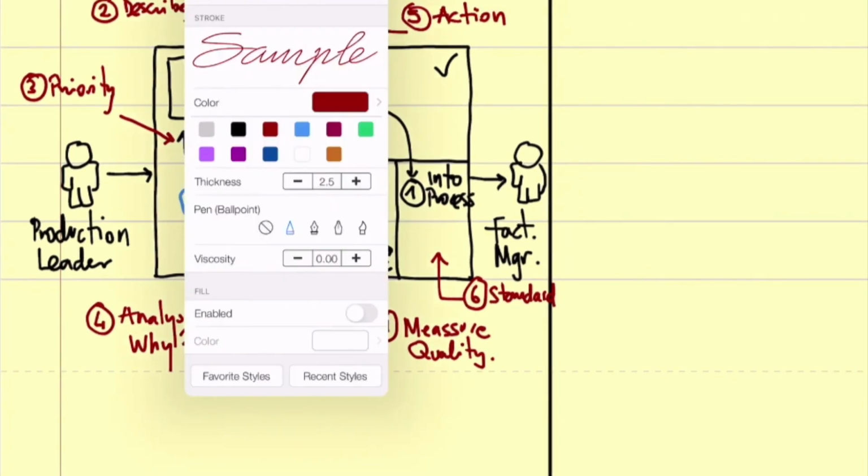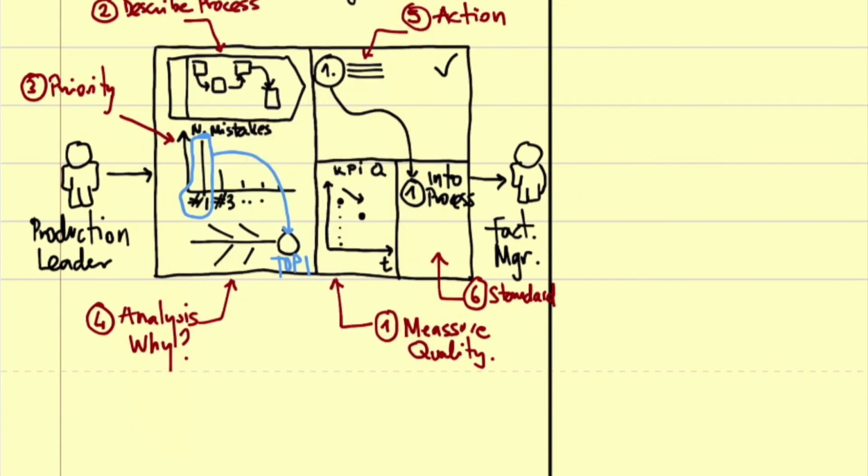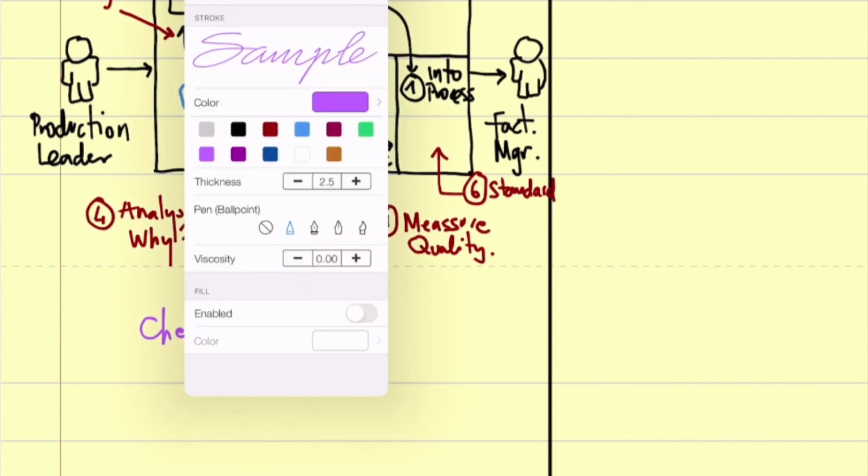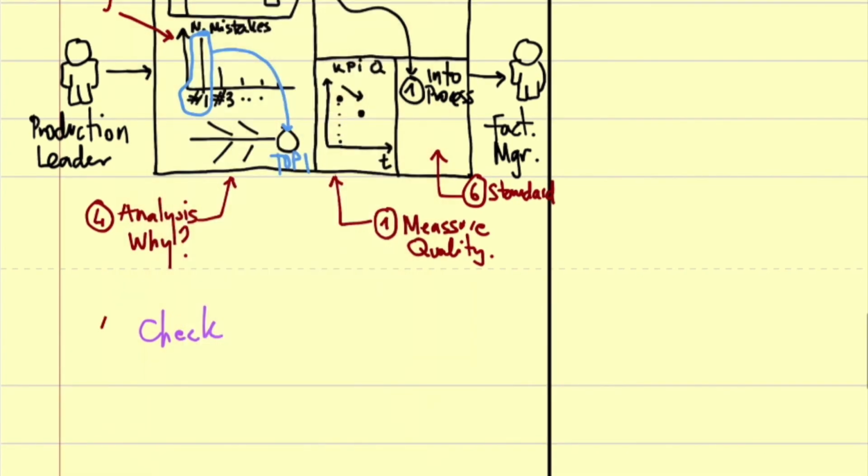Well, it turns out that this cycle has a name, okay? So if you go to number 1, you have a check. Okay, so number 1 is called a check. Number 2, 3 and 4 phase, it's called plan.